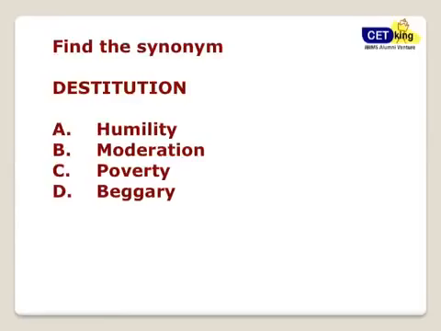Destitution. If I don't know the meaning, I might think it's like institution or something like a big company or something huge. Moderation, poverty, beggar, none of the options match, so you are saved in a way. Destitution is basically poverty. Again, these words are very simple. If you have done your vocab up to some level, you won't have a problem in these questions. But this is my way to give you the idea that these are the words which you have to take care of.